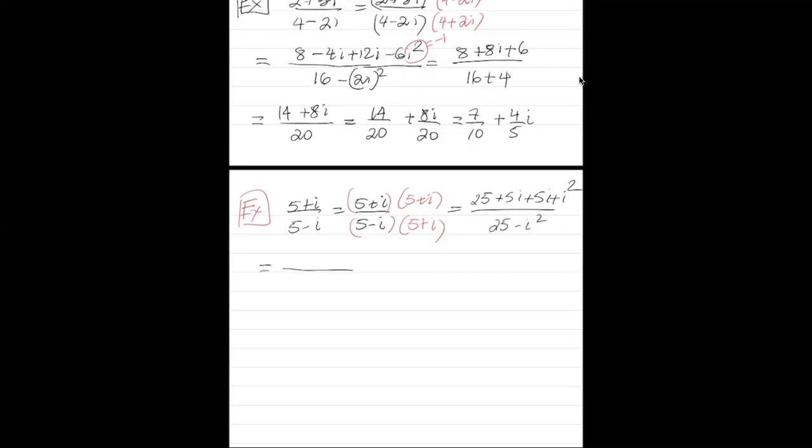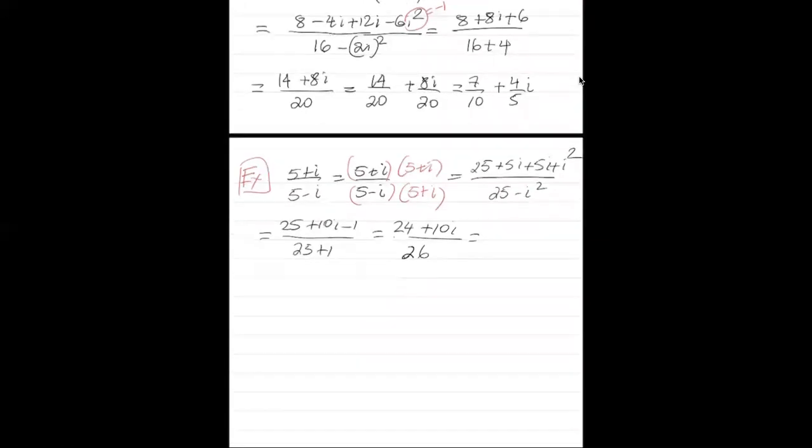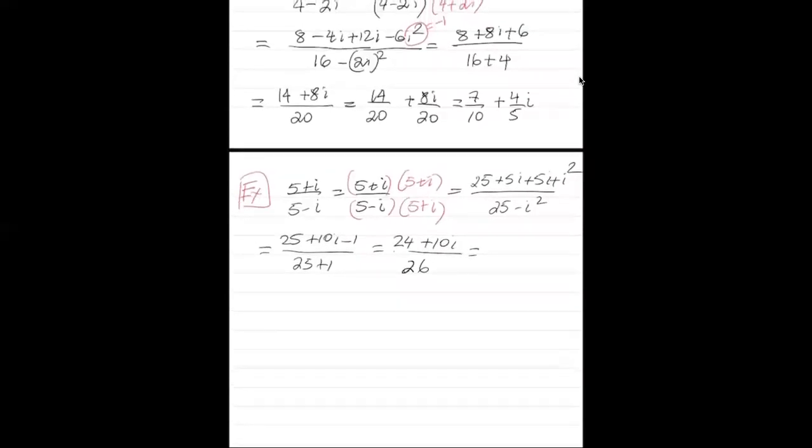So that's equal to 25 plus 10i minus 1 over 25 plus 1. So 25 minus 1 is 24 plus 10i over 26. You want to write your final answer as a complex number in standard form. That means separate real and imaginary parts. So 24 over 26 plus 10 over 26 i. Simplify, divide by 2: 12 over 13 plus 5 over 13 i.